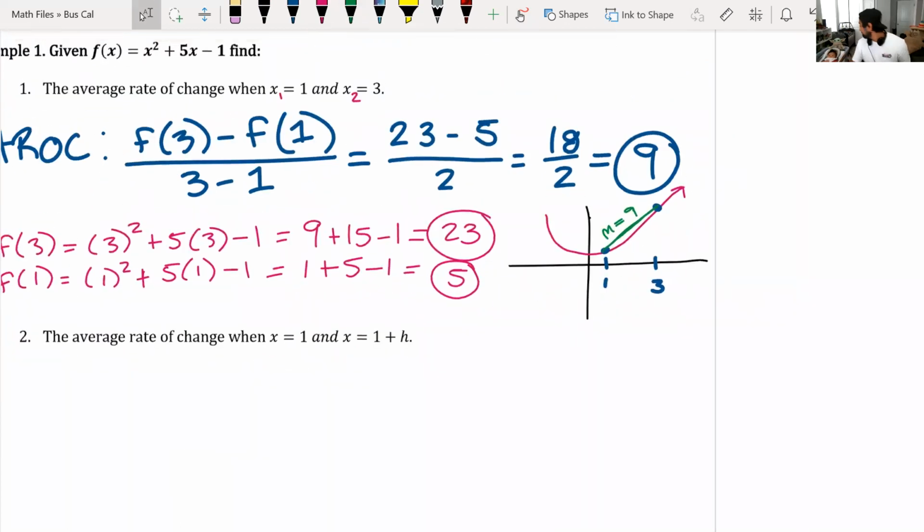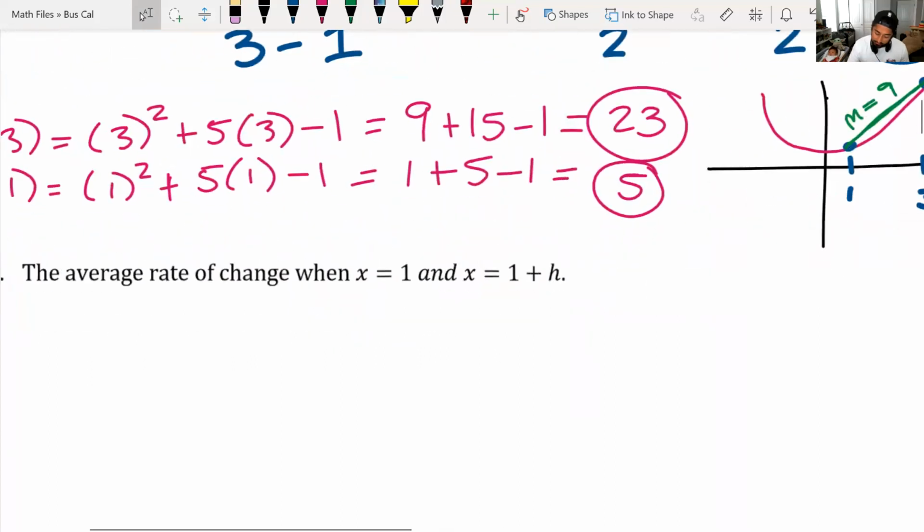Let's do it again. You need to stop slipping. Okay, so do it again. Find the average rate of change when x is 1 and x is 1 plus h. So once again, label everything.